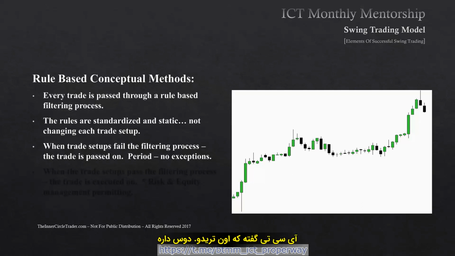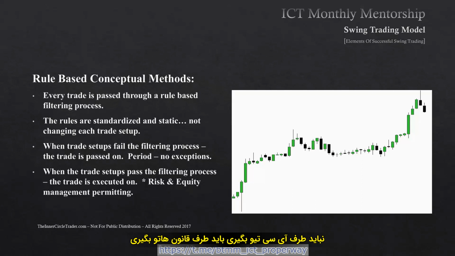Well, ICT said he liked that trade. If your rule-based idea says you can't take that trade, and you hear me say I like to take that trade, you don't side with ICT, you side with your rule-based ideas. When the trade setups pass the filtering process, the trade is executed on.